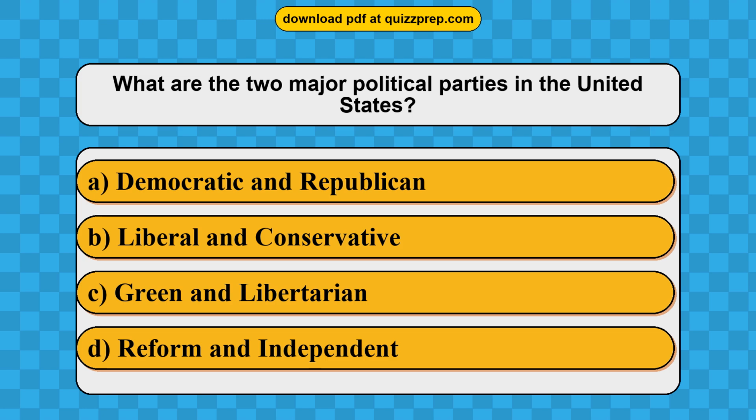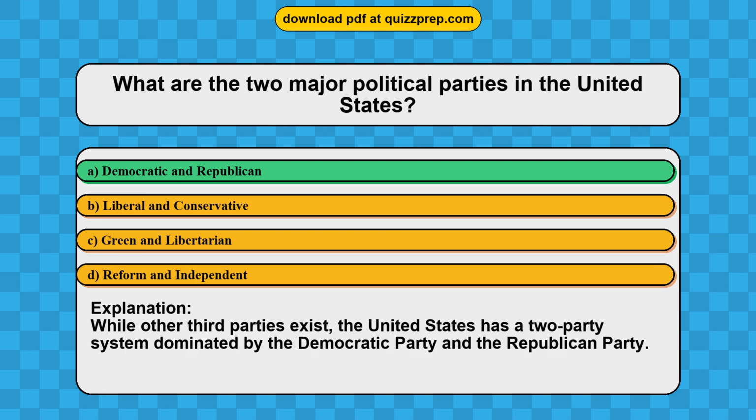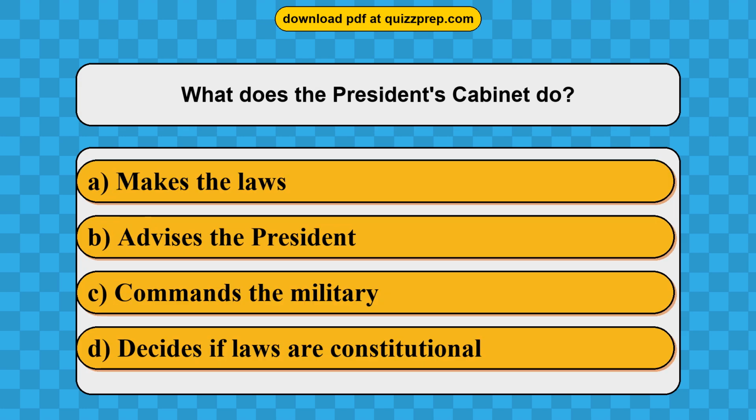Question 43. What are the two major political parties in the United States? Option A, Democratic and Republican. Option B, Liberal and Conservative. Option C, Green and Libertarian. Option D, Reform and Independent. The correct answer is option A, Democratic and Republican. While other third parties exist, the United States has a two-party system dominated by the Democratic Party and the Republican Party.